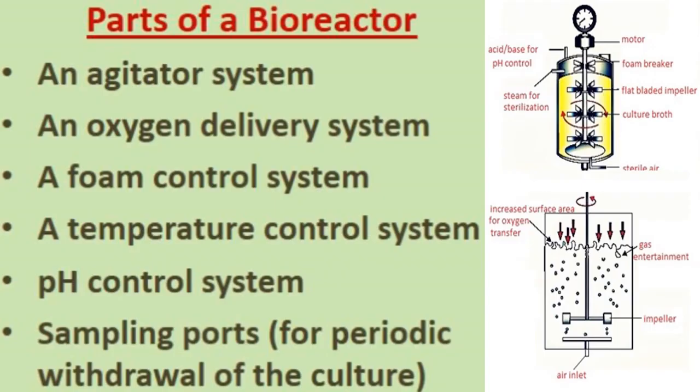These are parts of a bioreactor. First, an agitator system for mixing of culture. As you can see here, this mixer is called the agitator system. Flat blade impeller, you can see the impeller here also. This is for agitating of culture, or mixing of culture, you can say.